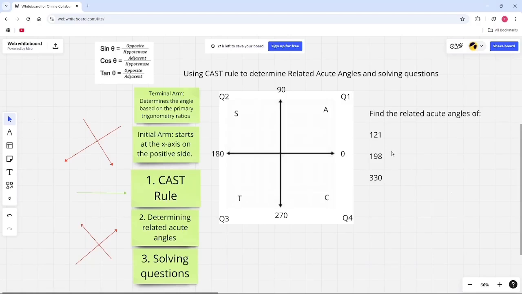Hello everyone, welcome to Back to Basics, and today we'll be covering the CAST rule. And we'll be using this CAST rule to determine the related acute angles and use them to solve specific questions.